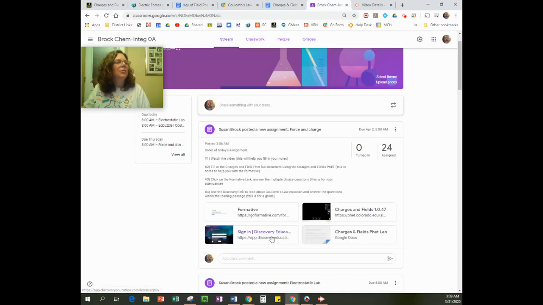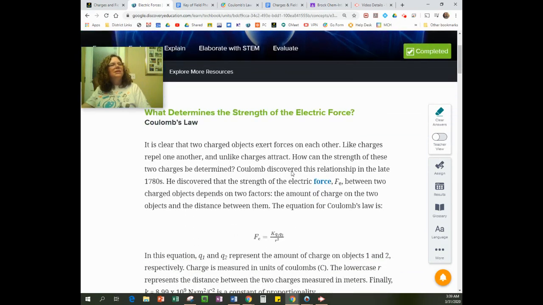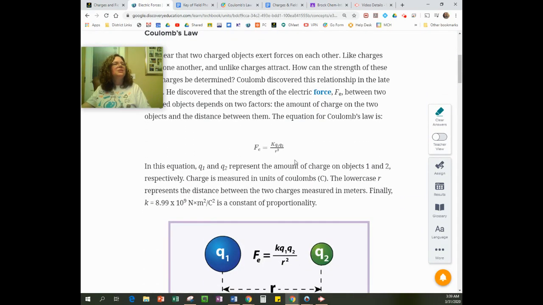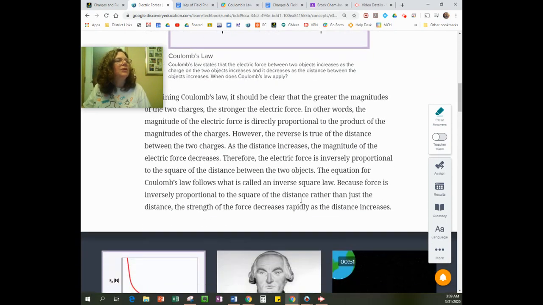Back on your assignment, right here, you have the Discovery sign-in. So you sign into Discovery. Everybody should have an account. Sign in with Google. It'll get you in. You've probably been there before. And you're going to read this right here. It's going to talk about Coulomb's law, which I already talked to you about. So this shouldn't be anything new. It just reinforces it.